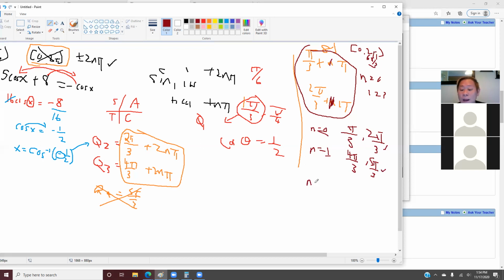But what happens when you plug n is 2? You know that this is already more than what? 2 pi, because you get pi over 3 plus 2 pi. So this one is no good. 3 is no good. So that means this is your answer.